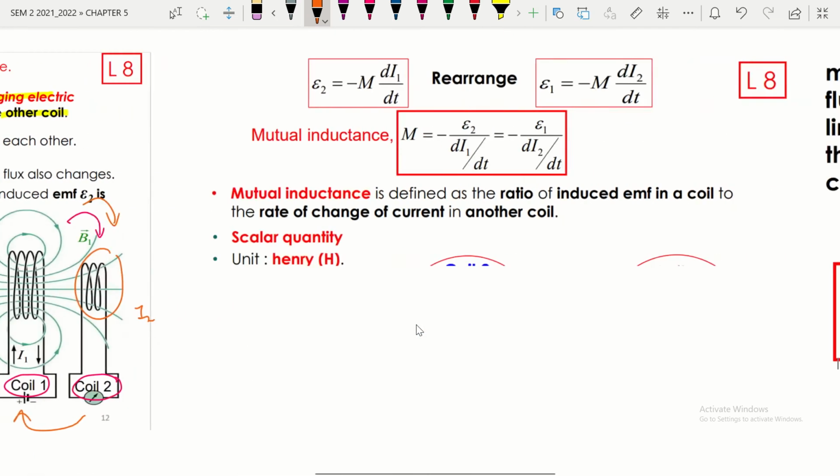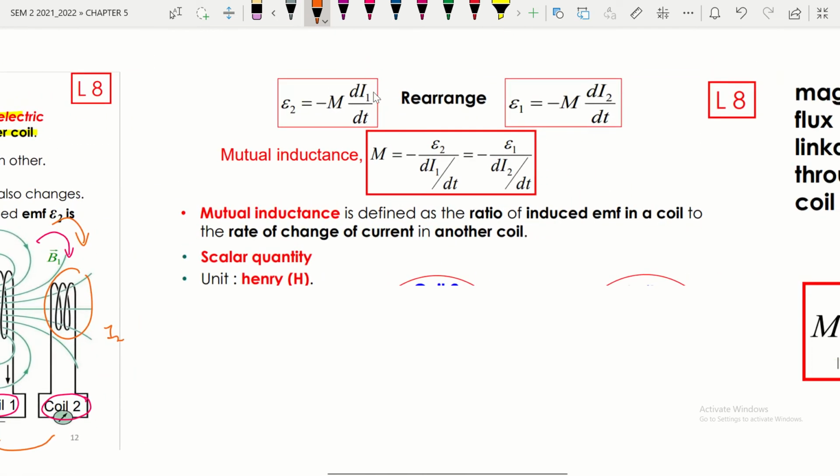Alright, so that's why mutual inductance tu kita akan tulis dia sebagai EMF. For example, EMF 2 equals to negative M, which is mutual inductance darab dengan rate of change of current in coil 1. And kalau induced EMF dekat coil 1, dia akan sama dengan mutual inductance darab dengan rate of change of current in coil 2. So when we rearrange, you will get this equation. So mutual inductance will equal EMF in coil 2 divided by rate of change of current in coil 1 and equal to EMF in coil 1 divided by rate of change of current in coil 2.